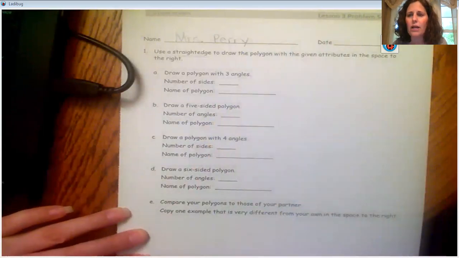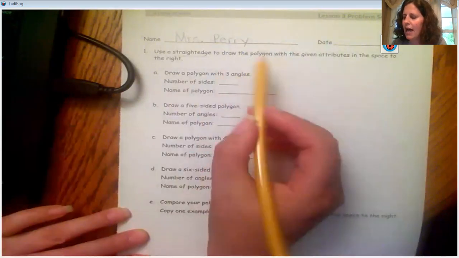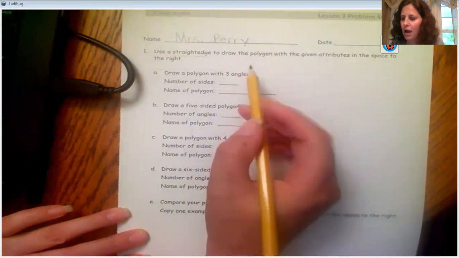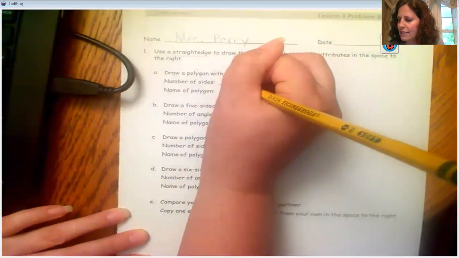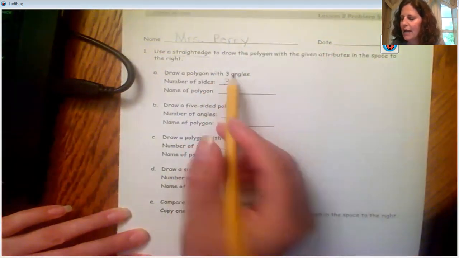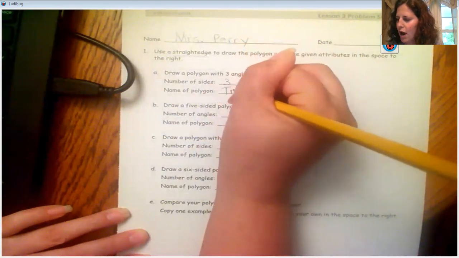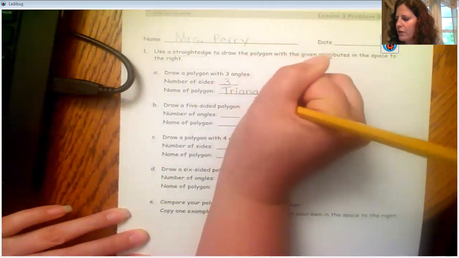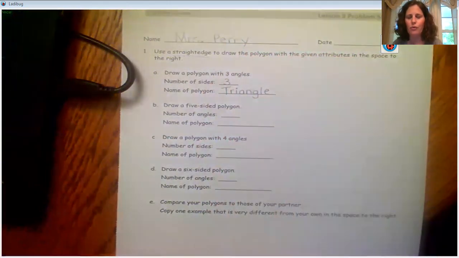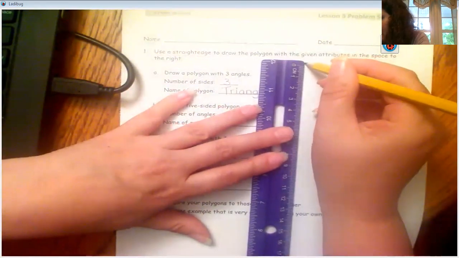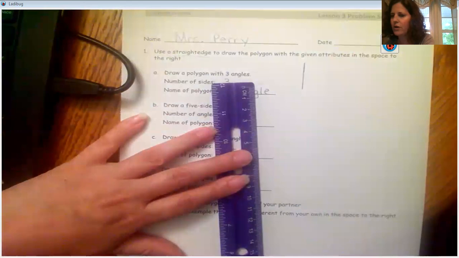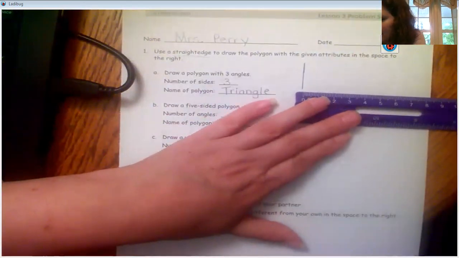Well, in lessons 1 and 2, we discovered that if a polygon has 3 angles, it's also going to have 3 sides, and a 3-sided shape is a triangle. So now I'm going to use my straight edge or ruler to draw a triangle. And your triangle can look very different than mine as long as it has 3 straight sides and 3 angles or corners. It is a triangle.